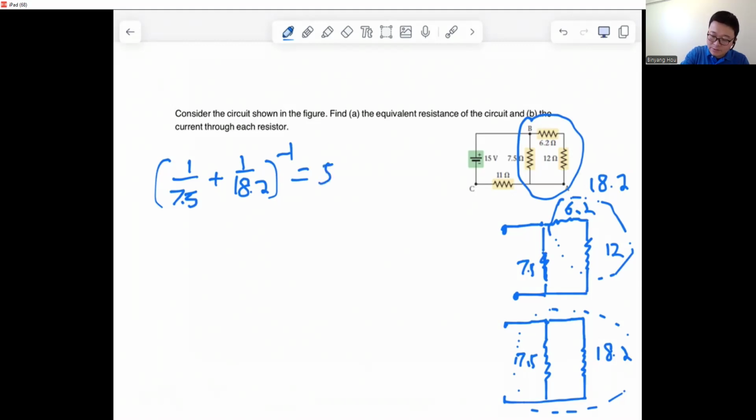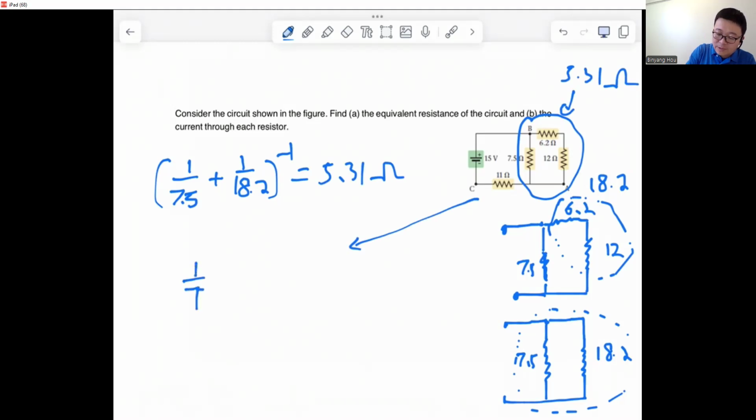So 5.31 actually. So 5.31 ohms on this. So this whole thing is 5.31 ohms. So then your circuit here, I can move it over here. So this guy, battery, and then this whole thing is replaced by a resistor of just 5.31, and then this one here, the 11, okay?